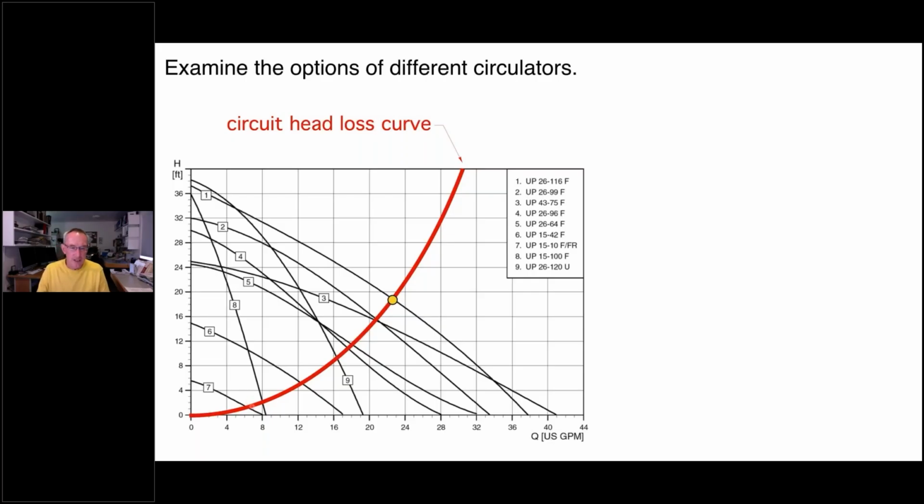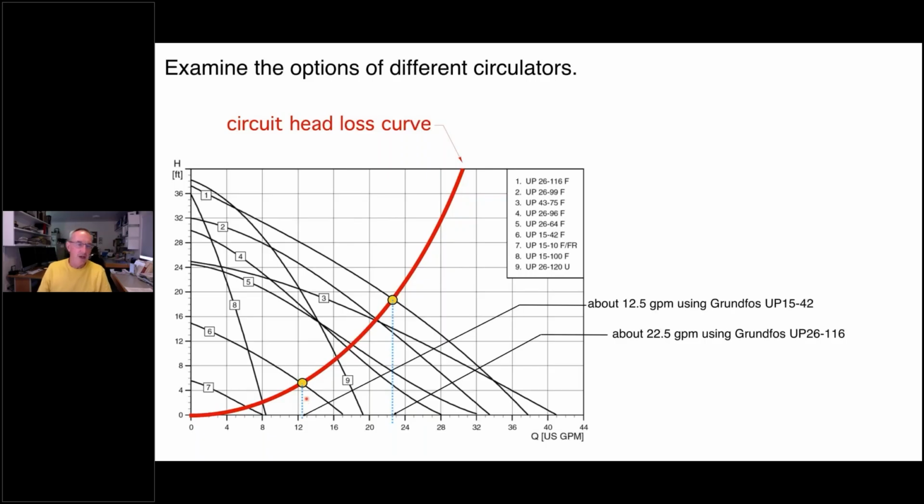Just an example, here's the yellow dot where the higher pump curve, the UP 26116, represented by pump curve 1. So we're right at about, if we drop that line down, 22.5 gallons per minute. Okay, same circuit. If we go to number 6, a UP 1542 circulator, there's the crossing point. We drop the line down, 12.5 gallons per minute.